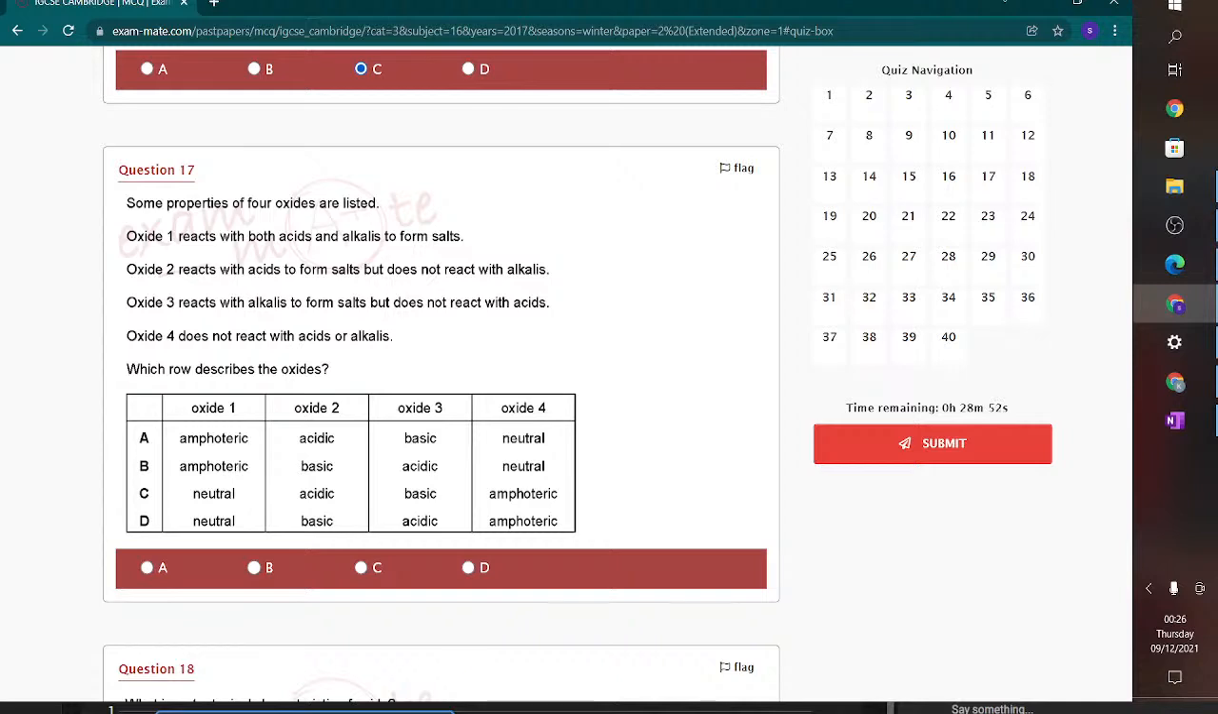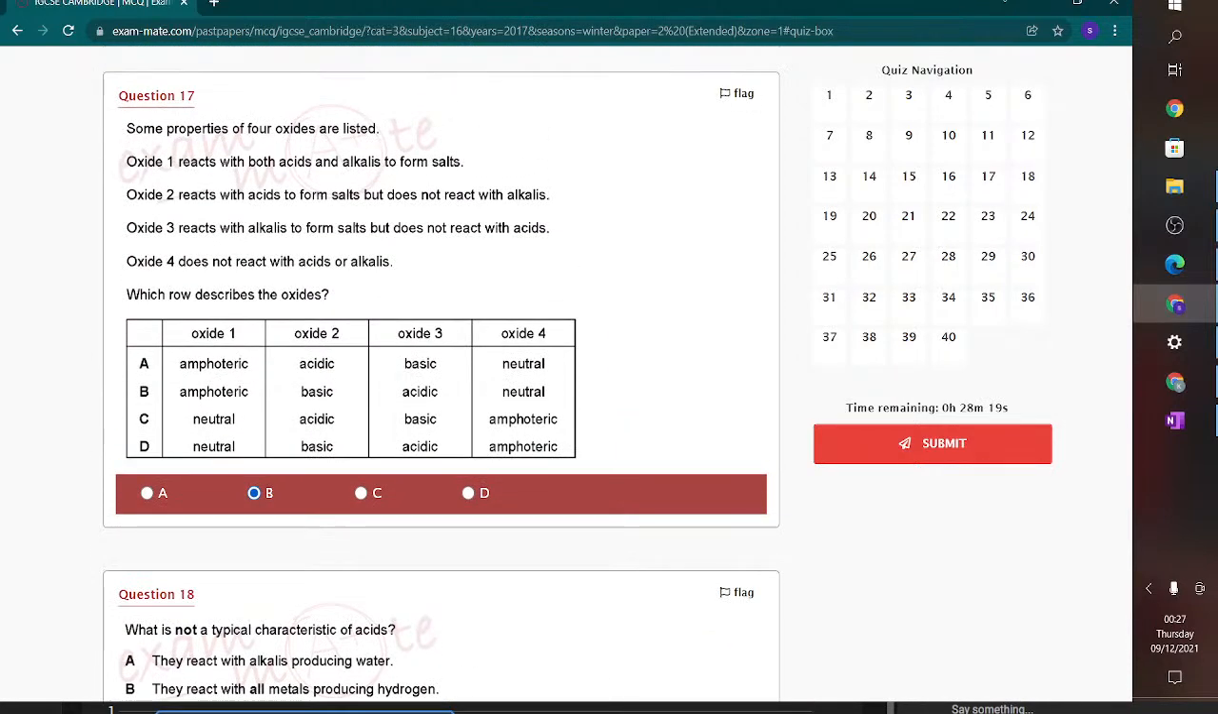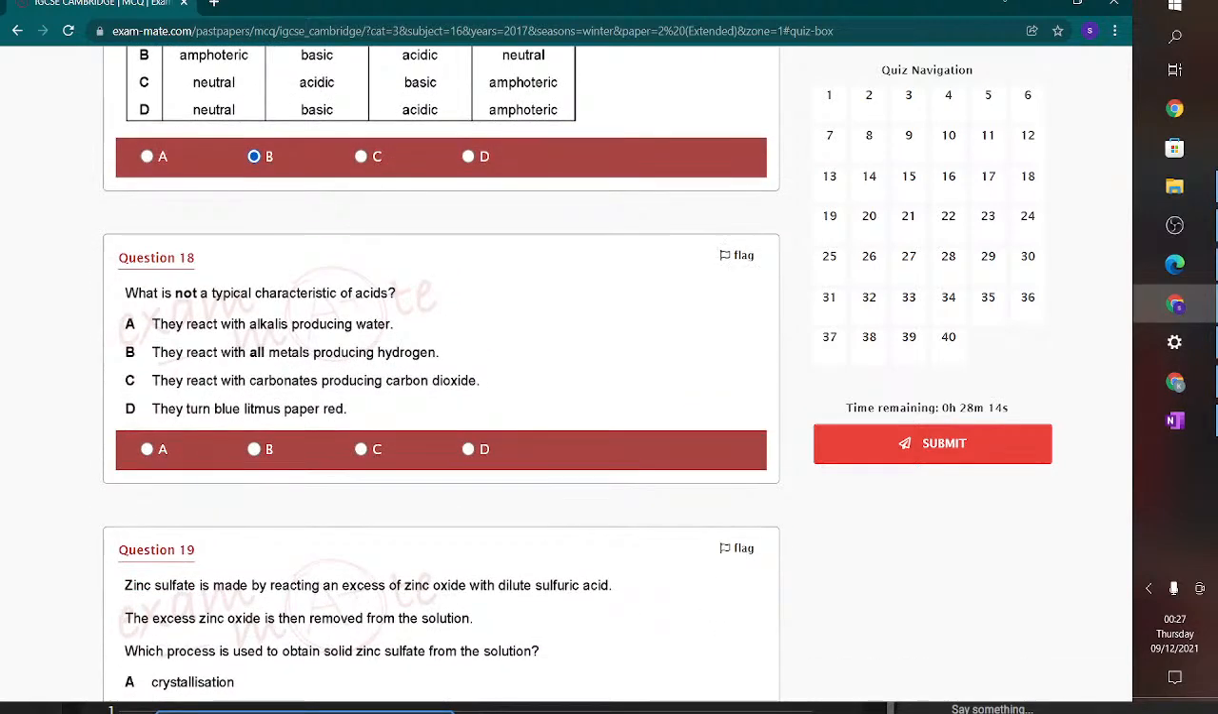Okay, oxide 1 reacts with both acid and alkalis. That's straightforward, amphoteric. Oxide 2 reacts with acids to form salts, but does not react with alkalis. If it does not react with alkali, the substance must be basic in nature. So amphoteric and basic. Oxide 3 does not react with acid, therefore it is acidic. Okay, then the option is B, because neutral substances do not react with either acid or alkalis.